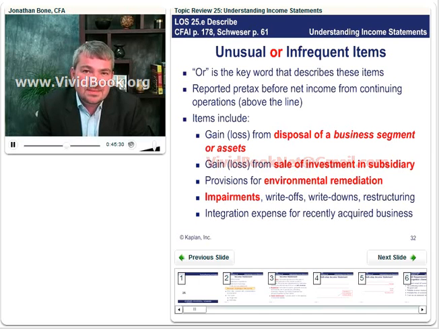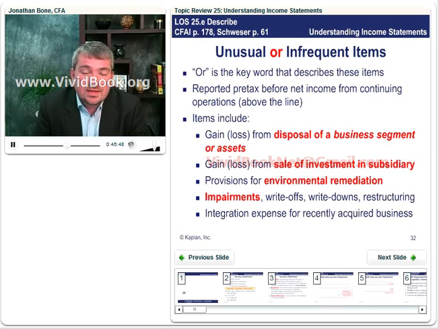Now, these items have to be unusual or infrequent. So unusual to our day-to-day business operations or very infrequent, but not both. And we get some guidance on what to include. So we might include the gain and loss when we dispose of a business segment or its assets.